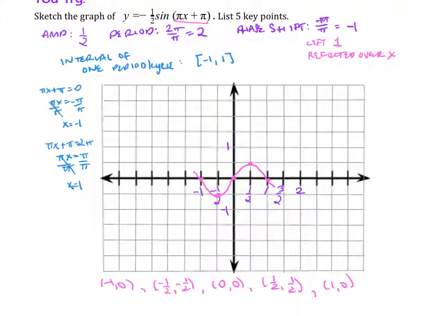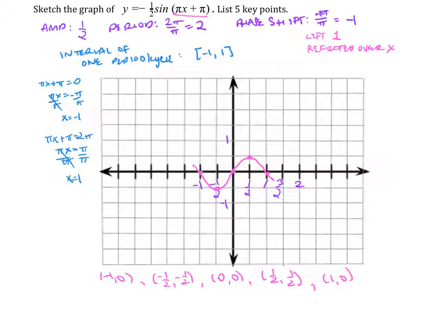Now that I graphed it, I can identify those points. So these are the points that I want to see. It's from the transformation. So you start from negative 1, 0, negative a half, 0, 0, positive a half, and then at 1, 0.